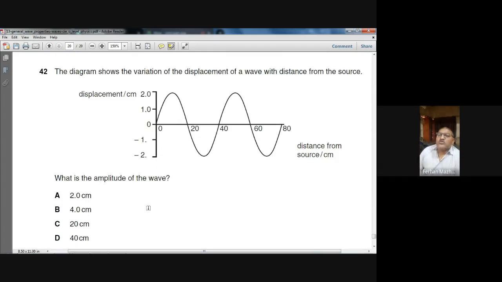The diagram shows the variation of the displacement of a wave with distance from the source. What is the amplitude? The amplitude is this distance from the mean position. It's 2 centimeters. The amplitude is 2 centimeters.